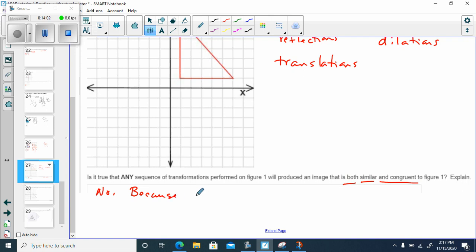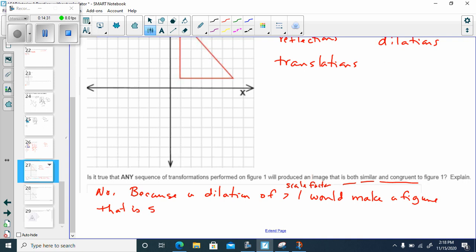Because a dilation of scale factor greater than 1. How about that? Greater than 1 would make a figure that is similar but not congruent, right?